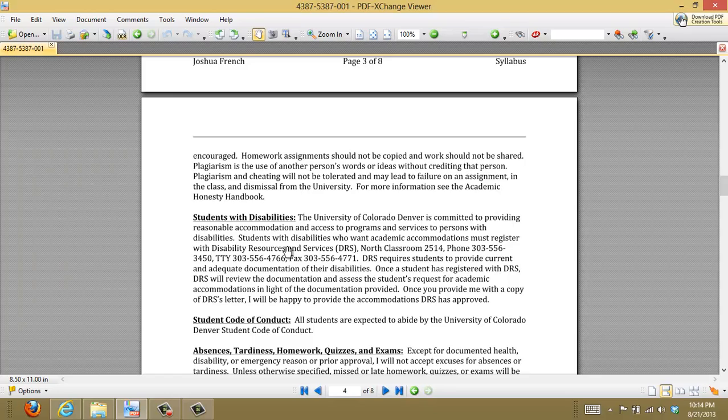syllabus. If you have some sort of disability that needs to be accommodated, I'm completely happy to provide you with whatever accommodations the university deems necessary and appropriate.